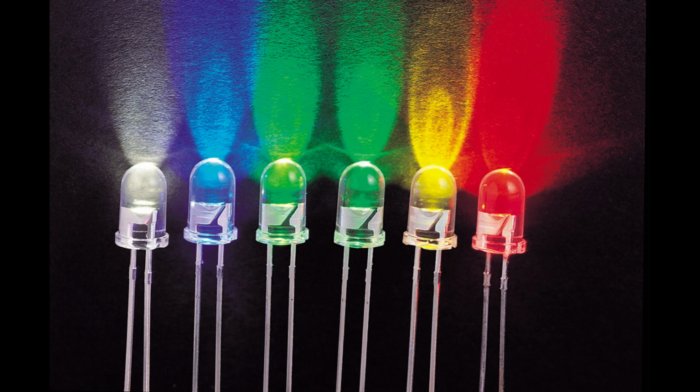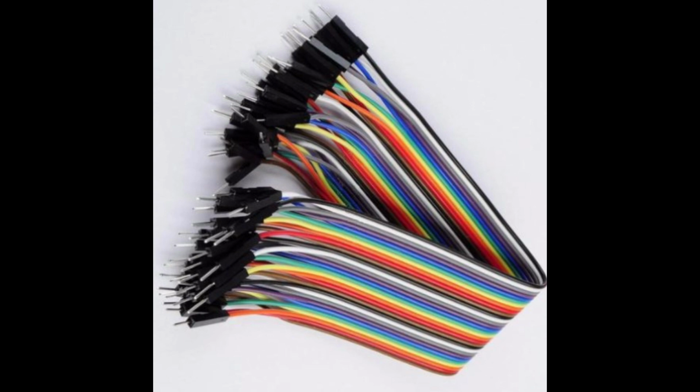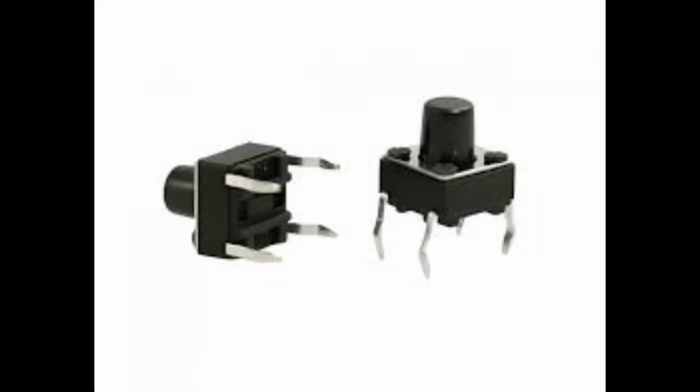This is the LED light. And see, of the two legs, there is a longer one, which is the anode or positive, and the short leg is the cathode or negative. Okay, the next item is a male-to-male jumper cable. And the last item is a push button.